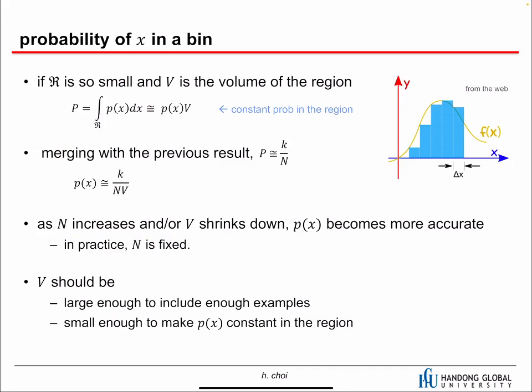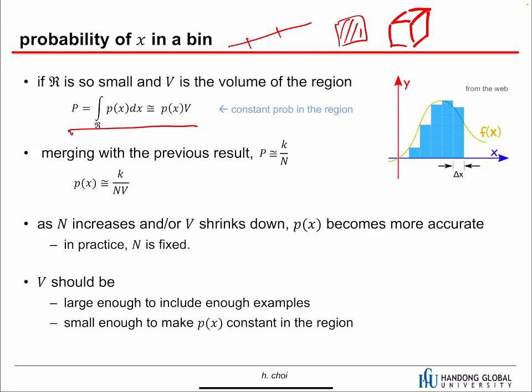And then if R is really small and V is the volume of the region, then we have this equation. So the volume is actually a general term. Okay, when the sample space is one-dimensional, the length is the volume. Okay, and then when the sample space is two-dimensional, then area is the volume. Okay, and then when the sample space is three-dimensional, then something like this is the volume. Okay, so volume is a general term.